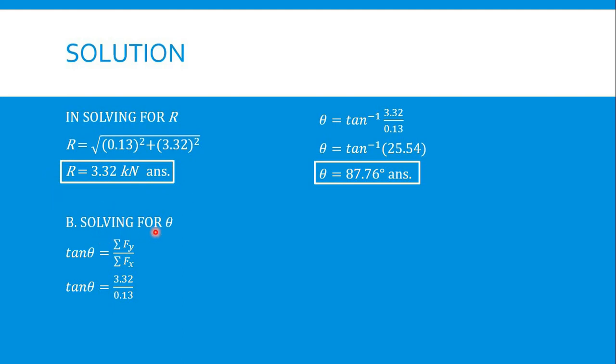Next, we are going to solve for theta with this formula: tangent theta is equal to summation of F_y all over summation of F_x. By substituting the answers earlier, tangent theta is equal to 3.32 all over 0.13. Revising this equation, we have theta is equal to inverse tangent of 3.32 all over 0.13. Theta is equal to inverse tangent of 25.54, and we will get an angle of inclination of 87.76 degrees.